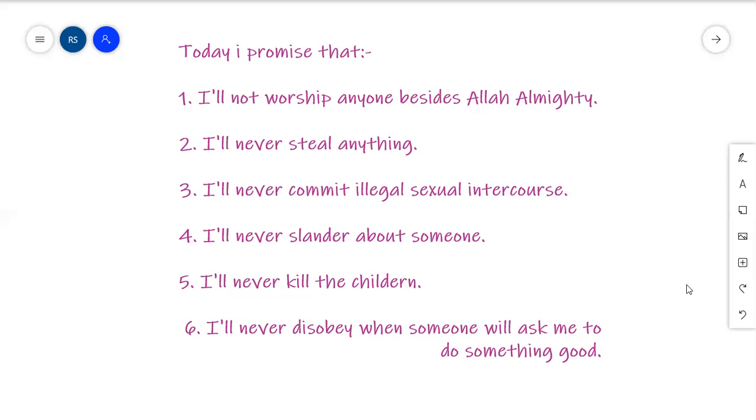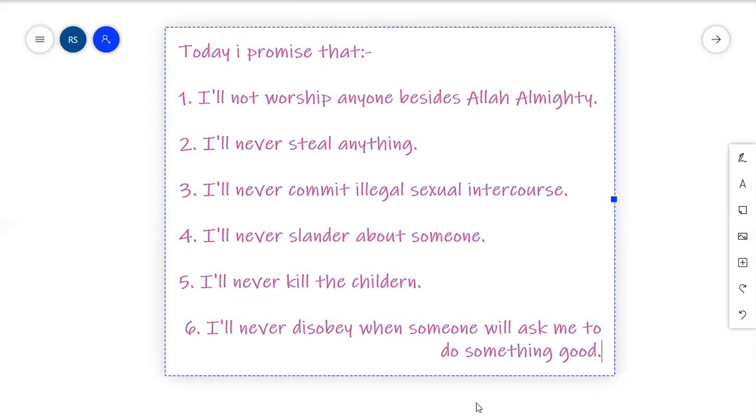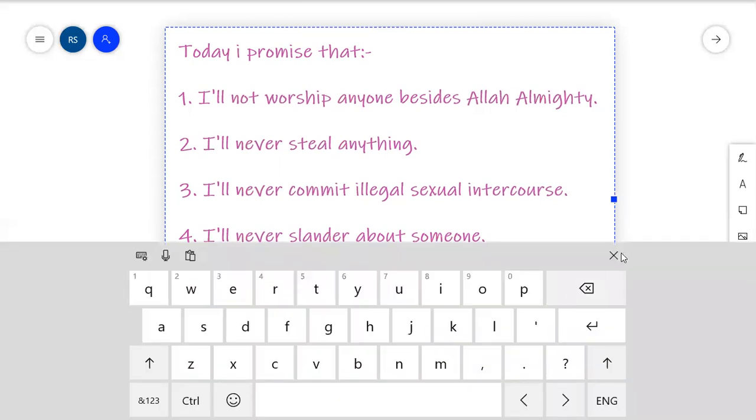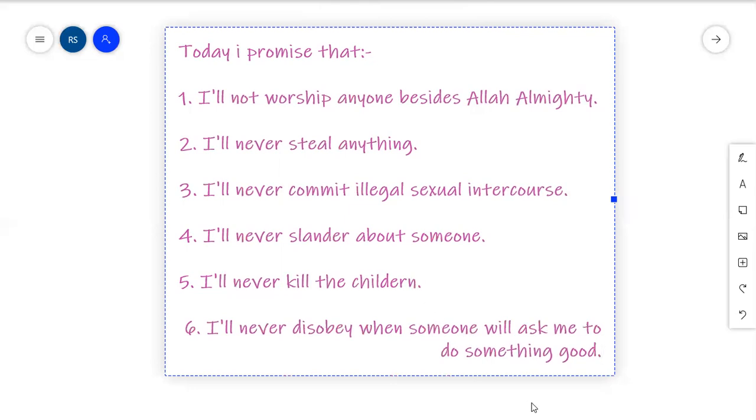Okay, the next thing is I'll never slander about someone. What is the meaning of slandering? Telling false things. Okay. I'll never kill children. What is children? Kids. Yeah, spellings are wrong. Yeah, and I'll never disobey when someone asks me to do something good. If they are a good teacher, and we say yes, we can't disobey them. Okay, children.